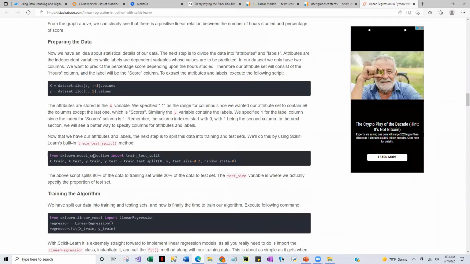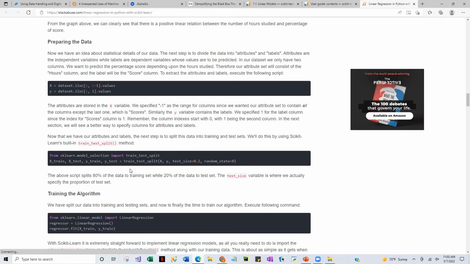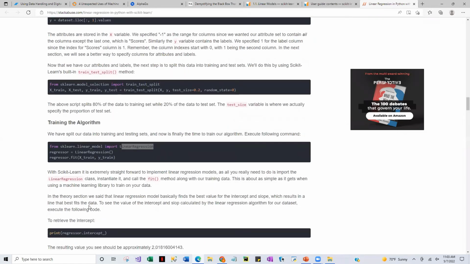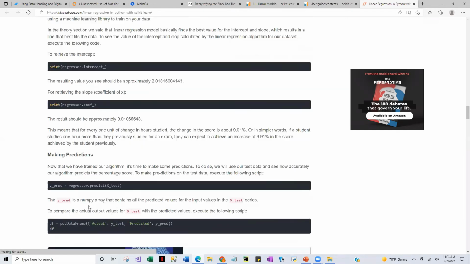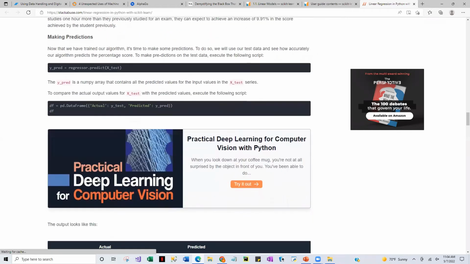They are going to split the data. If you look at that, they are going to use the sklearn model selection, and they are going to import train test split. They are splitting the data for training and testing. Then they are importing the linear model and linear regression. They are going to find, for a certain set of X, what is your Y. So you have your input, what will be your output. They are going to predict it, and based on the prediction, they are going to check whether the prediction is right or not.